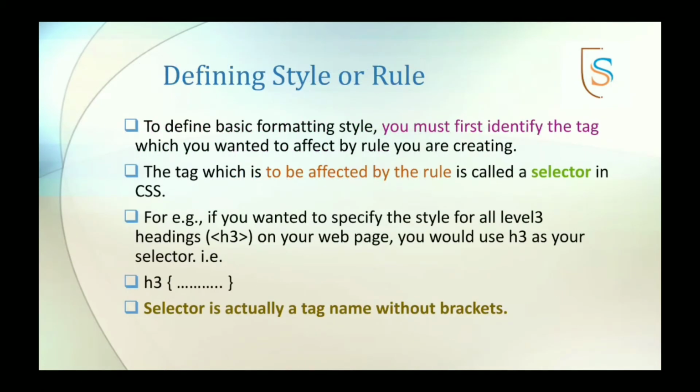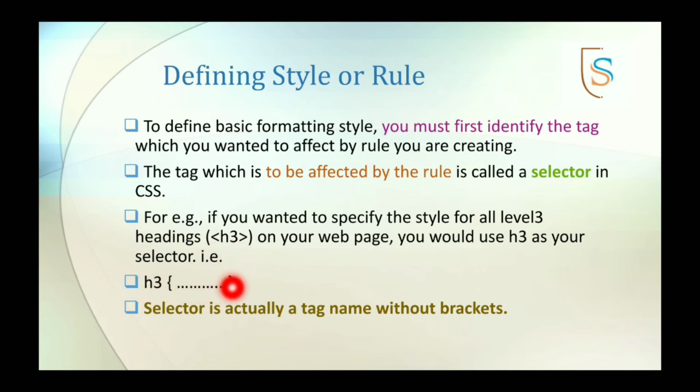Fine. So now we will see how we are going to define a style or a rule for an HTML page. To define the basic formatting style, we must first identify the tag for which we want to apply the formatting or the style. The tag on which we are going to apply the rule is called the selector in CSS. For example, if we want to apply the style for the H3 tag, we would use H3 as a selector. We use it like this: H3, then the curly bracket starts, then we define its properties and its values, then we close the curly bracket.